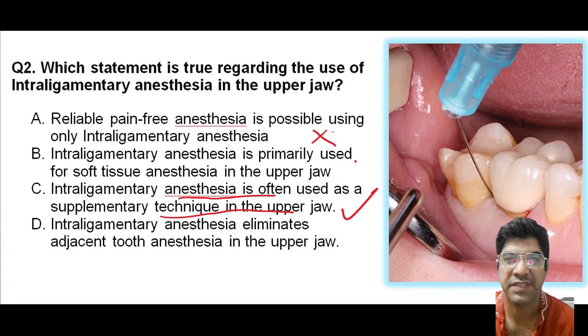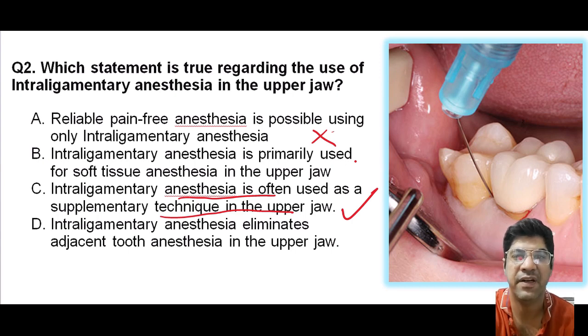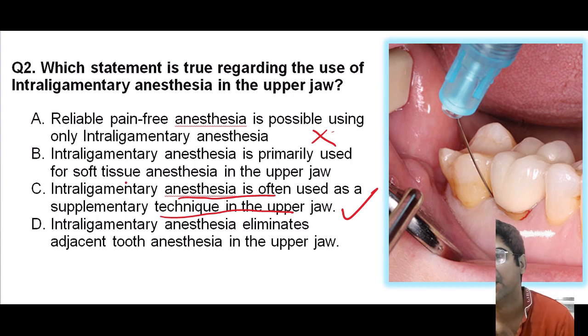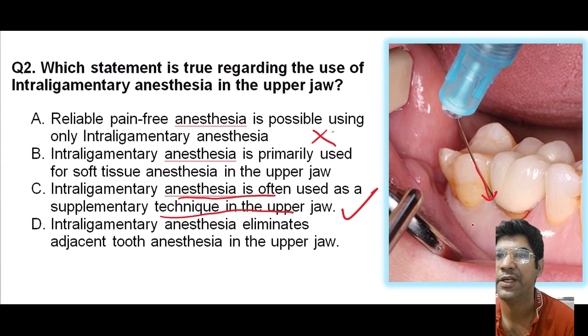Second option, it is primarily used for providing anesthesia to the periodontal ligament and the bone surrounding the specific teeth. The injection is made into the PDL space.